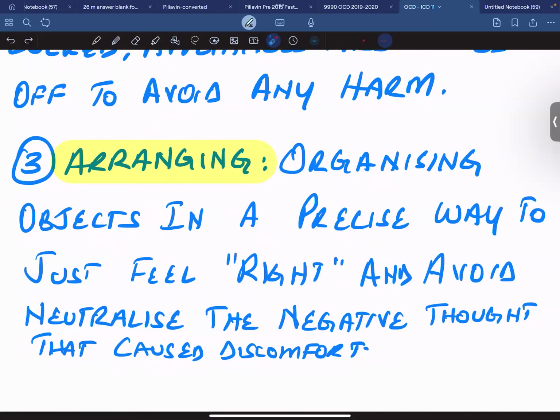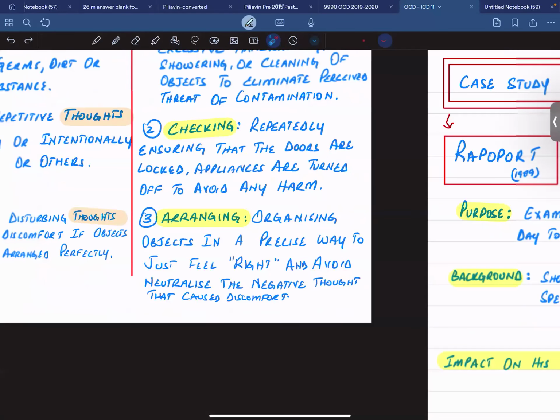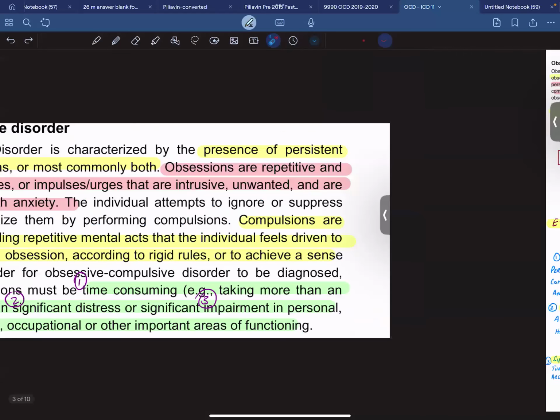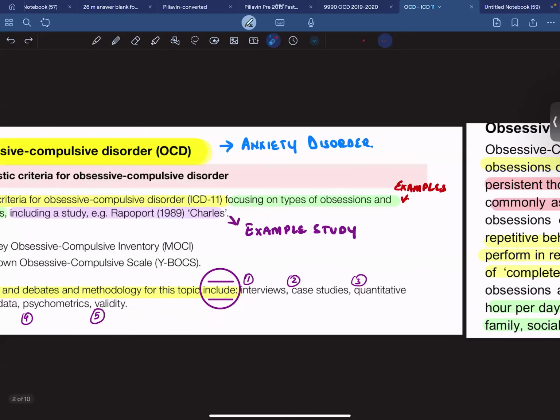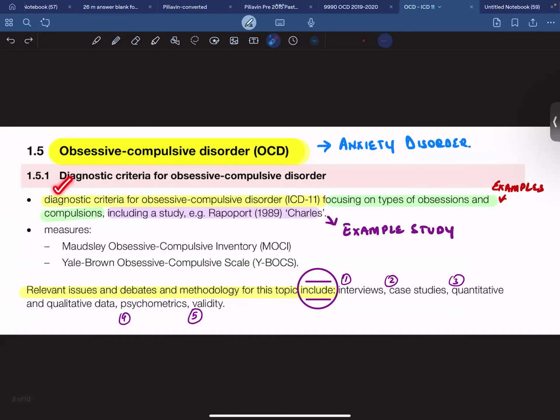Remember, to just feel right, or to neutralize that negative thought that causes discomfort. Or instead of saying just feel right, we could use the term completeness here, to experience that sense of completeness. Now, I hope I was able to help you cover this part. Without any further ado, let's quickly hop on to this example study.